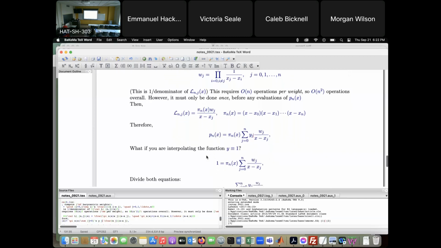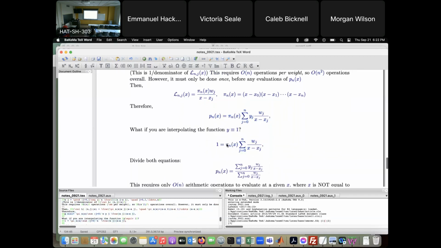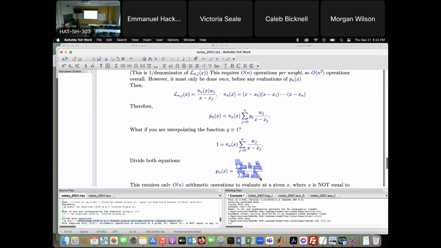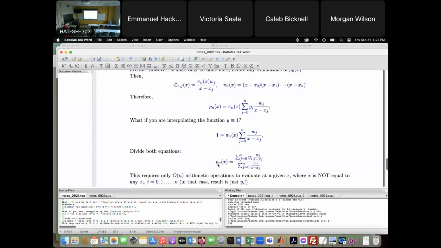Now, I can divide this equation by this one. On the left side, I get exactly what I want, Pn of x. The pi n's cancel out. So that's the genius of this approach. And this is what I'm left with. So now, to evaluate my Lagrange interpolated polynomial at any x, I can just evaluate these summations. And this takes only order n operations for each one.